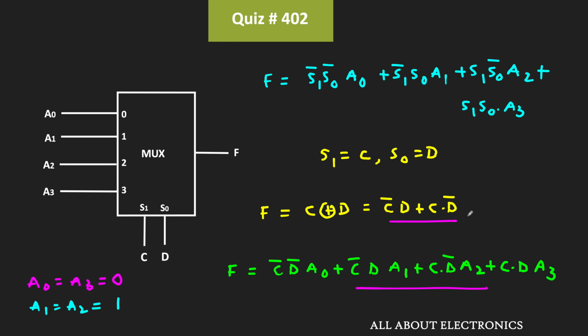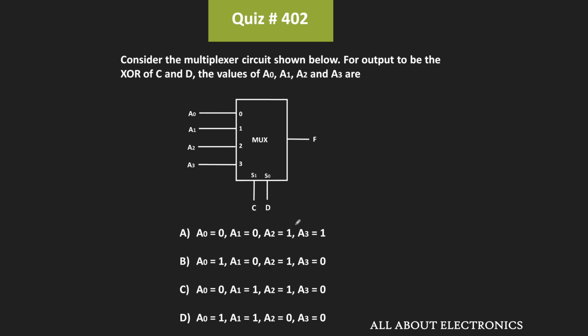So from this we can say that to get the output function F, that is C XOR D, the value of A0 should be equal to 0, while the values of A1 and A2 should be equal to 1. And similarly, the value of A3 should be equal to 0. So with these input values, the output function F is equal to C XOR D. And from this we can say that for the given question, C is the correct answer.